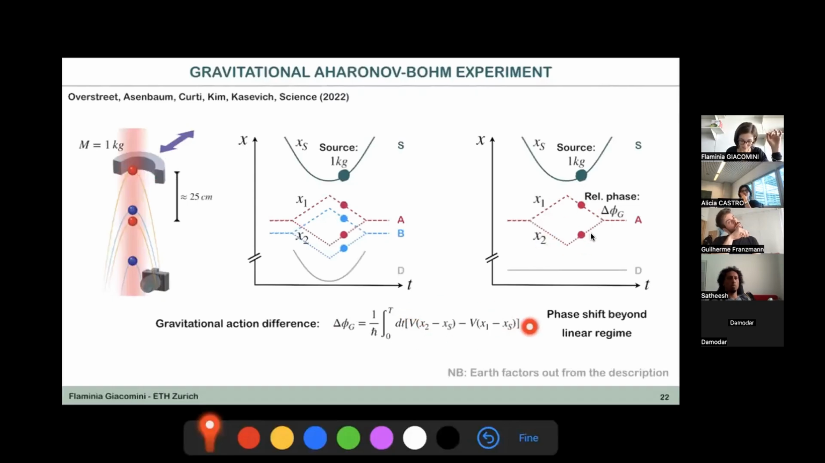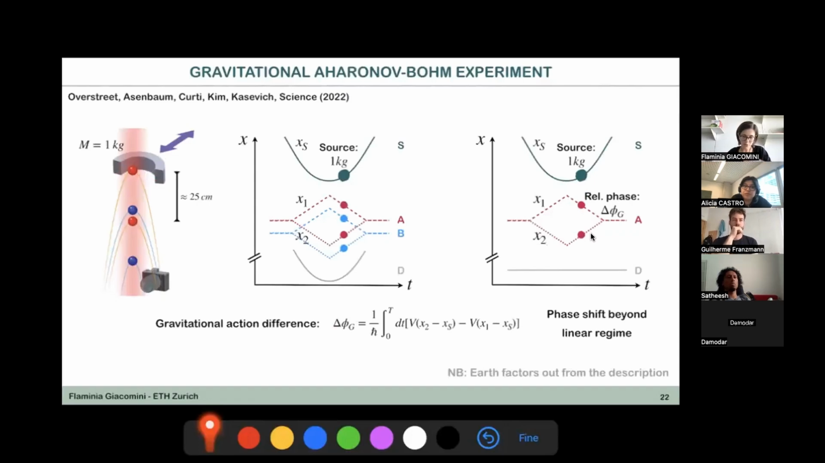And so the major advancement that they made in this test is that so far, atom interferometers had only probed the uniform field approximation. So basically the potential mgx. Here they go beyond that. So they take the next order in perturbation theory. So it's an extremely sensitive experiment.